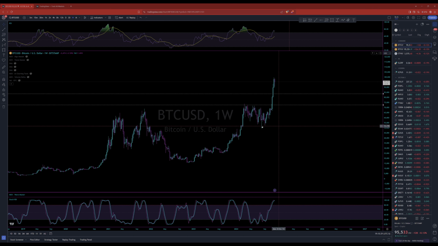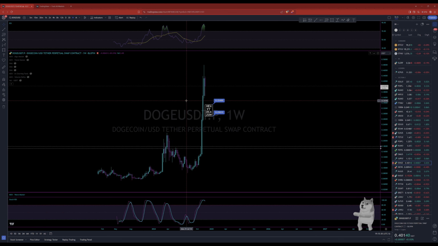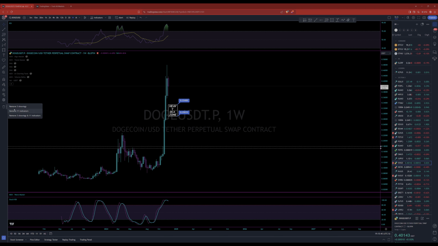And for example, if you have a coin that has run up like Doge, just look at Doge. We're looking at the weekly. Like, holy shit.